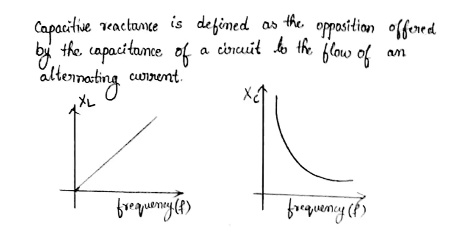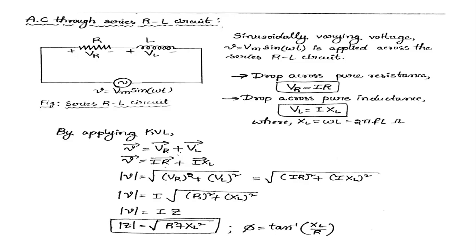This is the graph of frequency versus inductive reactance and capacitive reactance. Inductive reactance is a straight line, while capacitive reactance versus frequency is like a parabola in shape.